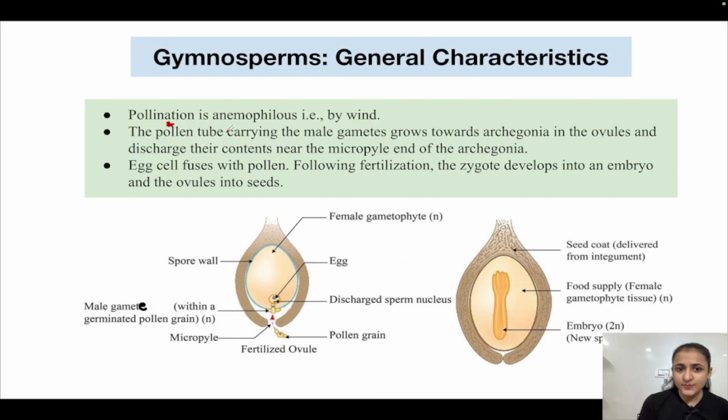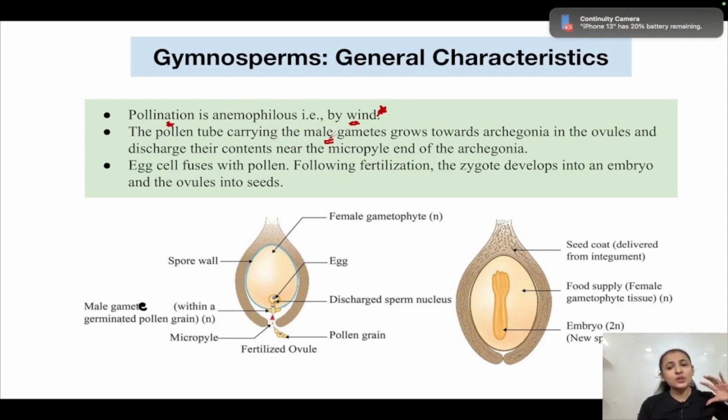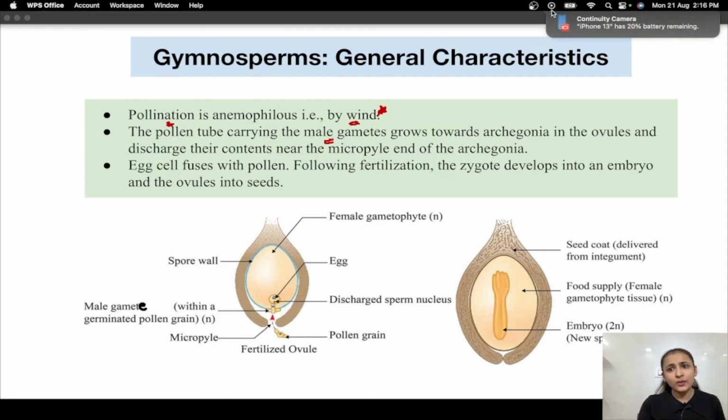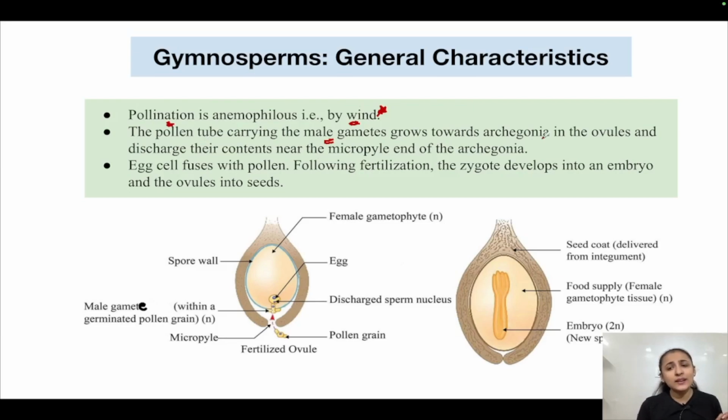Pollination in gymnosperms is anemophilous, that is, by wind. We have already covered this previously, that the pollen grains in gymnosperms are dispersed by wind. Wind is the medium, so please remember this important point. Now when the pollen grains reach the ovule, they will germinate. When they reach the female sex organs, they will germinate into a pollen tube. The pollen tube, which carries the male gametes, will grow towards the archegonia in the ovules, and they will discharge their contents near the micropyle end of the archegonia.